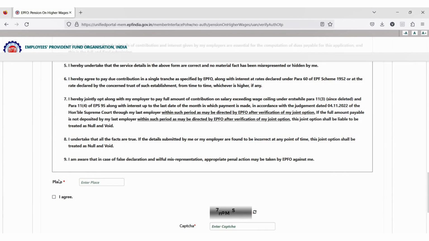Friends, please note here that there is no option given to disagree on any of the above 9 points. Therefore, it is obvious that you need to agree on all the above 9 points, whether you like it or not. Type the place and tick the small square before I agree and enter the CAPTCHA.